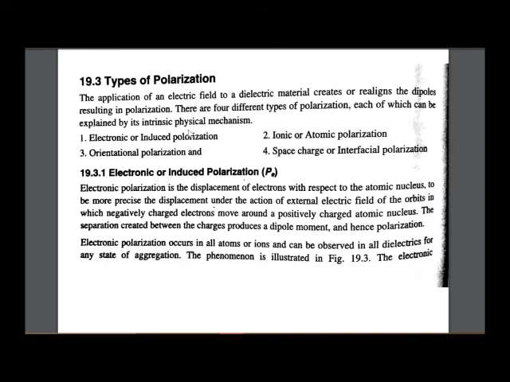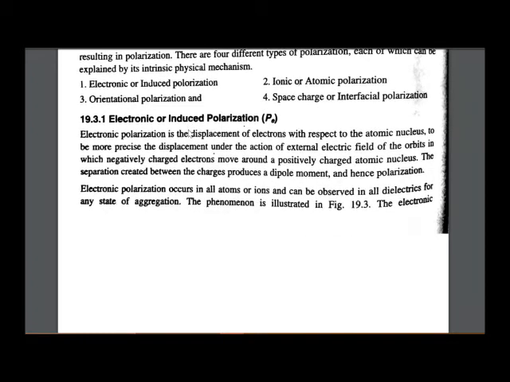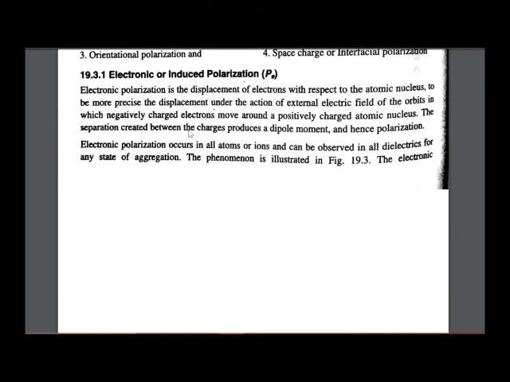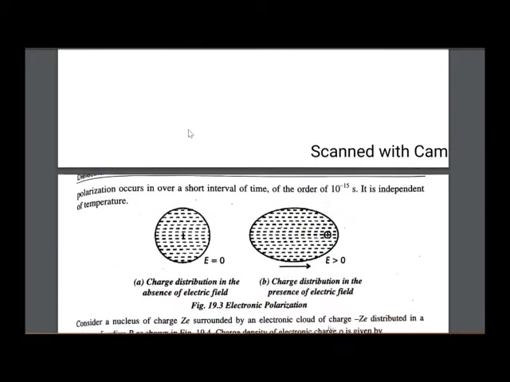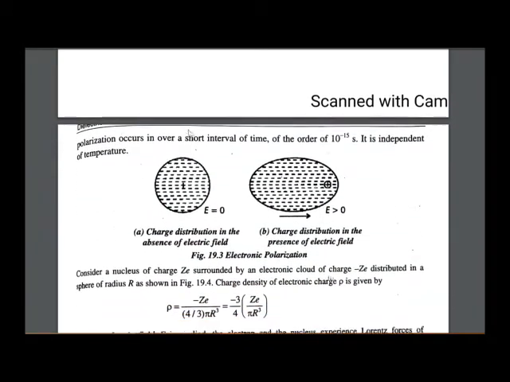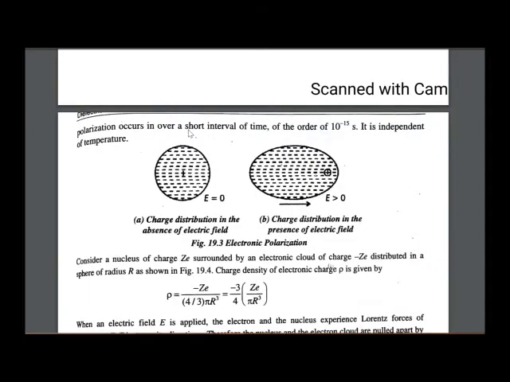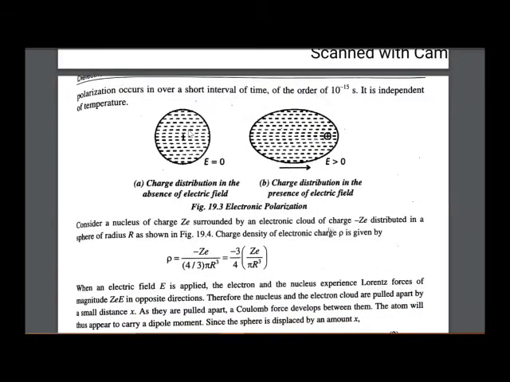Electronic polarization occurs in all atoms or ions and can be observed in all dielectrics for any state of aggregation. So it happens in all dielectrics. Once you apply an electric field, the individual atoms or molecules behave as electric dipoles and change their orientations. They may align in the direction of the electric field applied or in the opposite direction. This phenomenon is illustrated in the figure given below. Polarization occurs over a short interval of time, of the order of 10 power minus 15 seconds. It is independent of temperature.